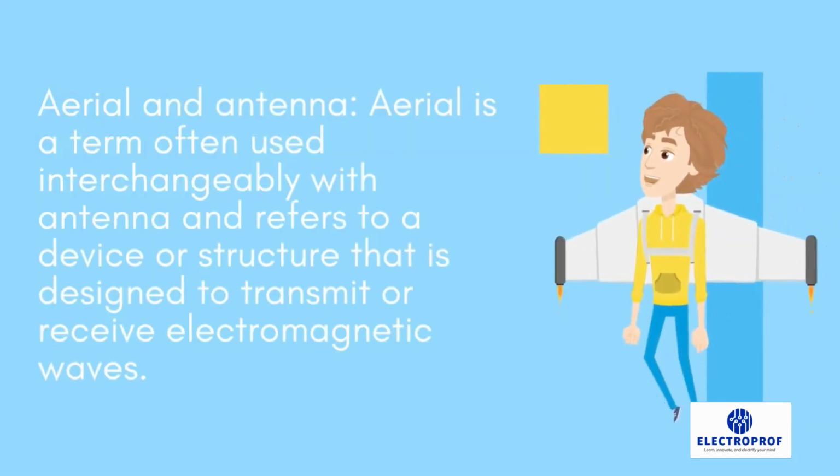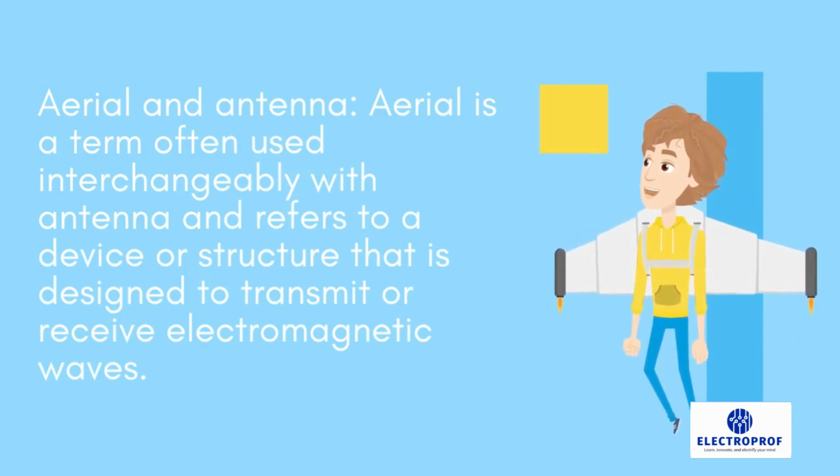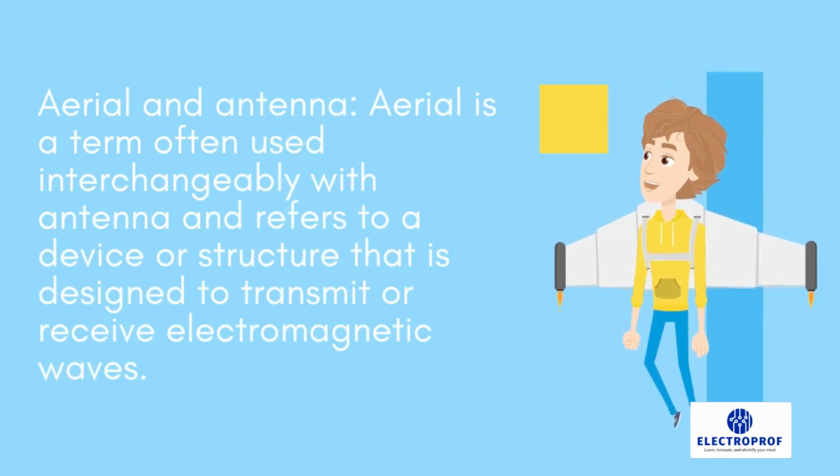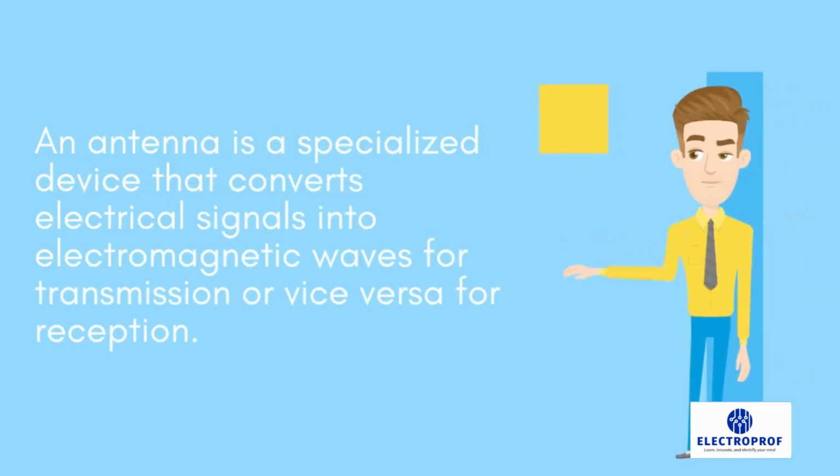Aerial and antenna. Aerial is a term often used interchangeably with antenna and refers to a device or structure that is designed to transmit or receive electromagnetic waves. An antenna is a specialized device that converts electrical signals into electromagnetic waves for transmission or vice versa for reception.